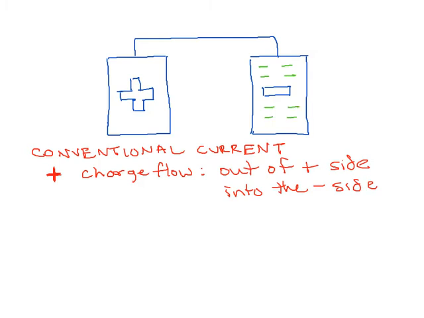So the negative terminal is a big tank of minuses, and those minuses would look out and say, oh, a positively charged object, we're attracted to that, let's flow towards it. And in that case, you get negative charges flowing out of the minus side into the plus side.